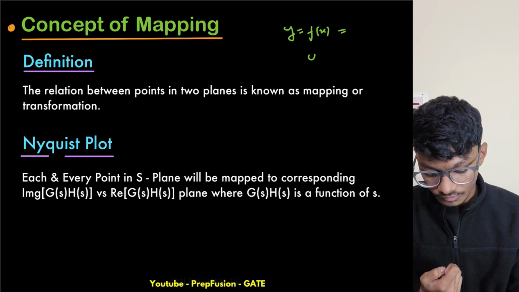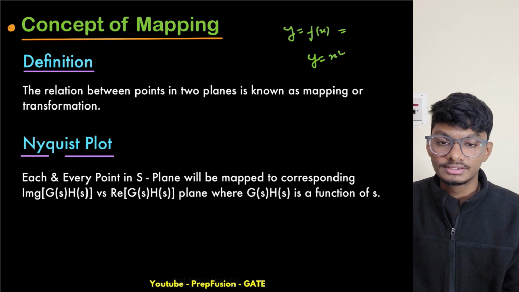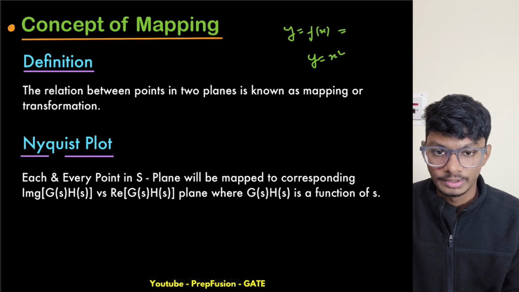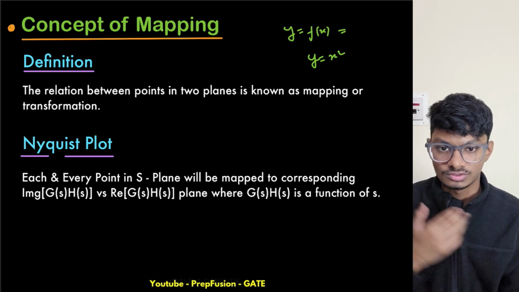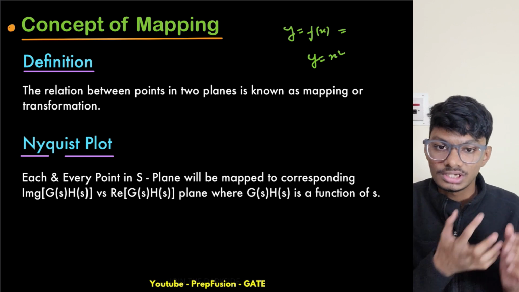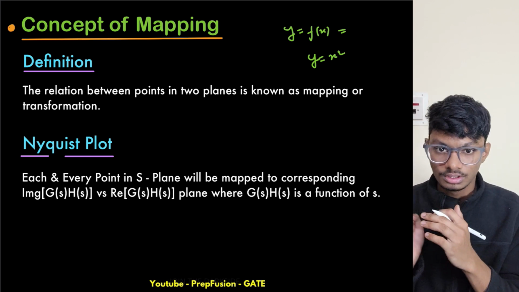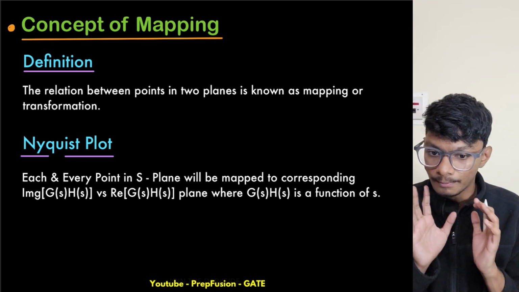Let's say y equals x squared. For x equals 1, what does y become? y becomes 1. For x equals 2, what does y become? y becomes 4. So for every unique value of x, we are getting a unique value of y. So we are basically mapping this x to y. We're just changing the variables. So that is what mapping is.